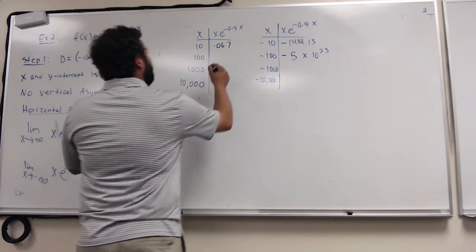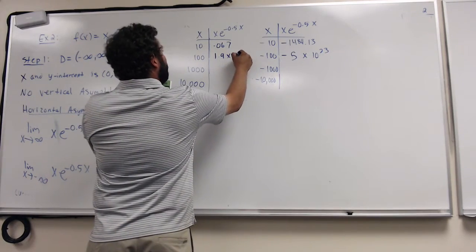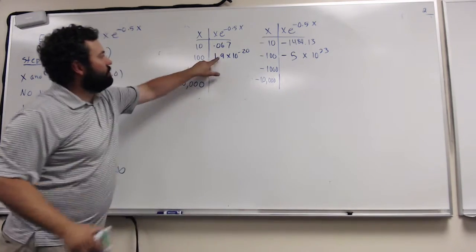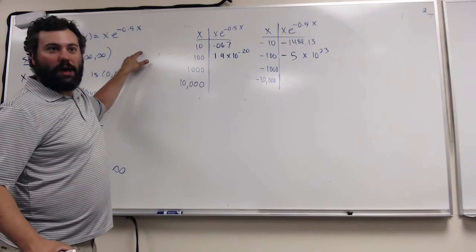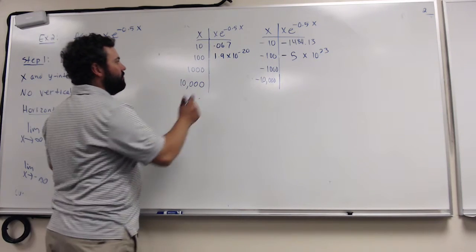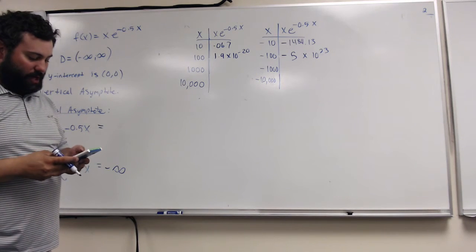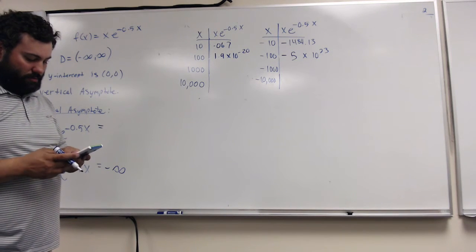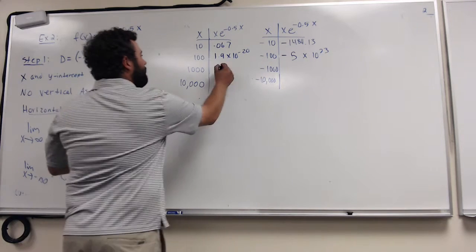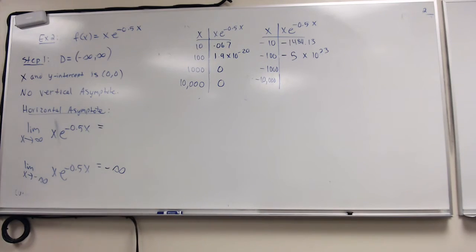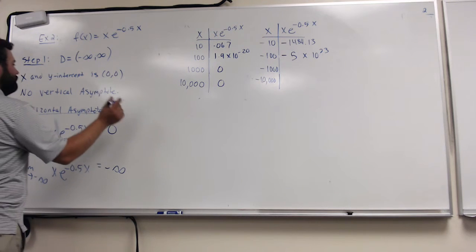Yeah. You already get 1.9 times 10 to the minus 20, which means you're moving this decimal 20 to the left. Your calculator is probably even going to tell you that at 1,000 it's just 0, I bet. It's not identically equal to 0, but your calculator rounds everything to 10 decimal places at most. Okay, so this limit is 0.